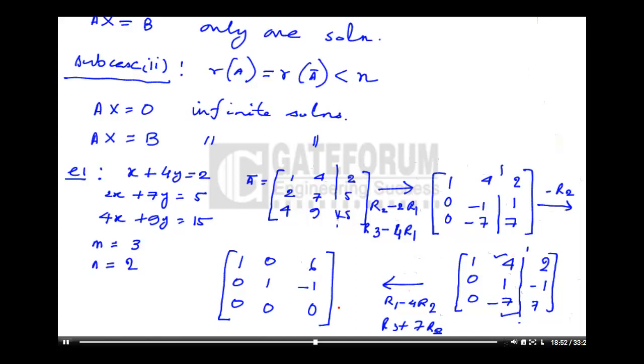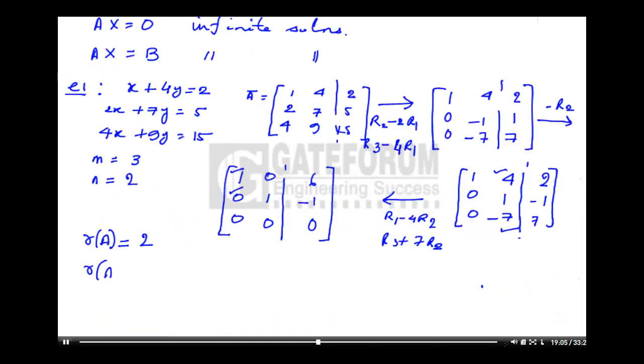Now we get the row reduced echelon form, from which we can calculate the rank of A as equal to the number of non-zero rows, which here is 2. The rank of the augmented matrix, the number of non-zero rows, is also 2. Hence, from this equality, we can say that the system is no doubt consistent. But whether the system will have a unique solution or infinitely many solutions?